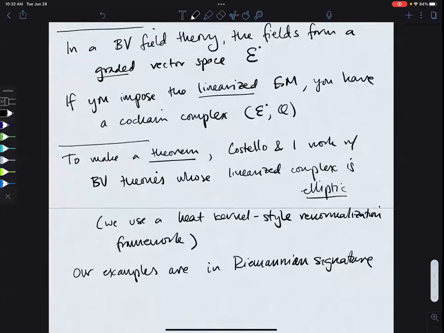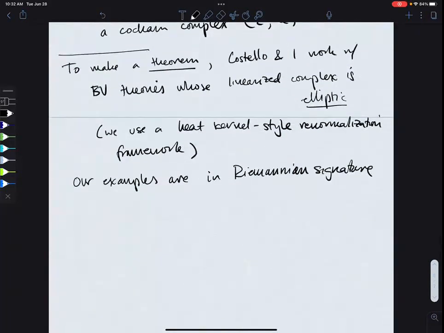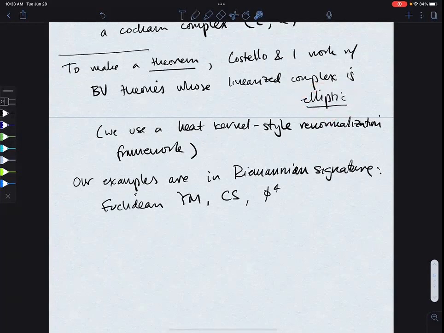And what space-time dimensions are you working on? Is it applicable to 4 dimensions? Yes. This is all perturbative, like I said, and it works in lots of dimensions. So you can do examples: Euclidean Yang-Mills, Chern-Simons theory, Euclidean phi-4 theory. If you wanted to do some crazy high dimensional field theory, you could do that too. The main thing is that we need this ellipticity to get things going for our constructions.